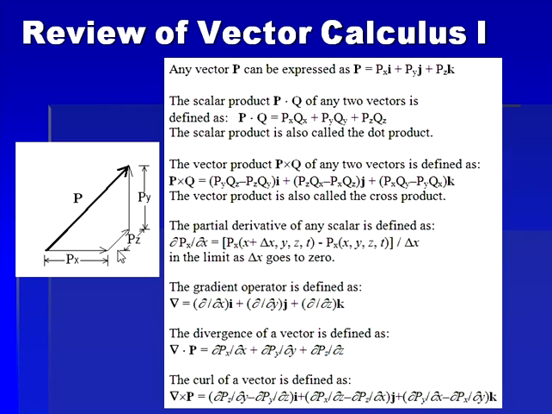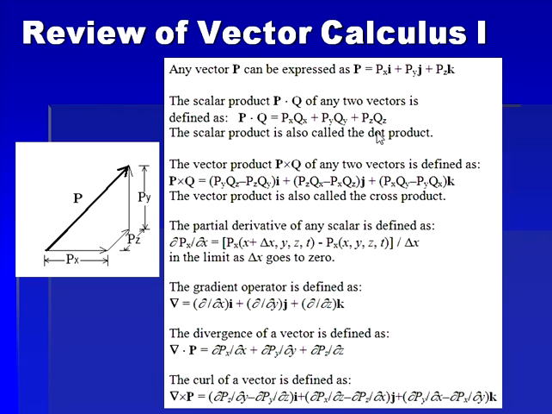Other useful vector calculus relations include the dot or scalar product of two vectors, which is defined as p dot q equals p sub x, q sub x, plus p sub y times q sub y, plus p sub z times q sub z. That is, you take the x component of p and multiply it by the x component of q, and do likewise for the y and z components of those two vectors.